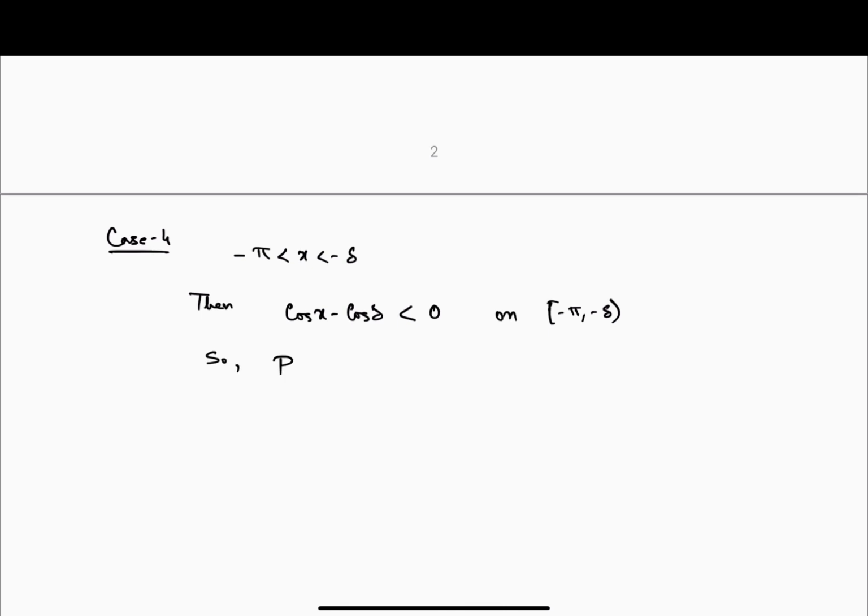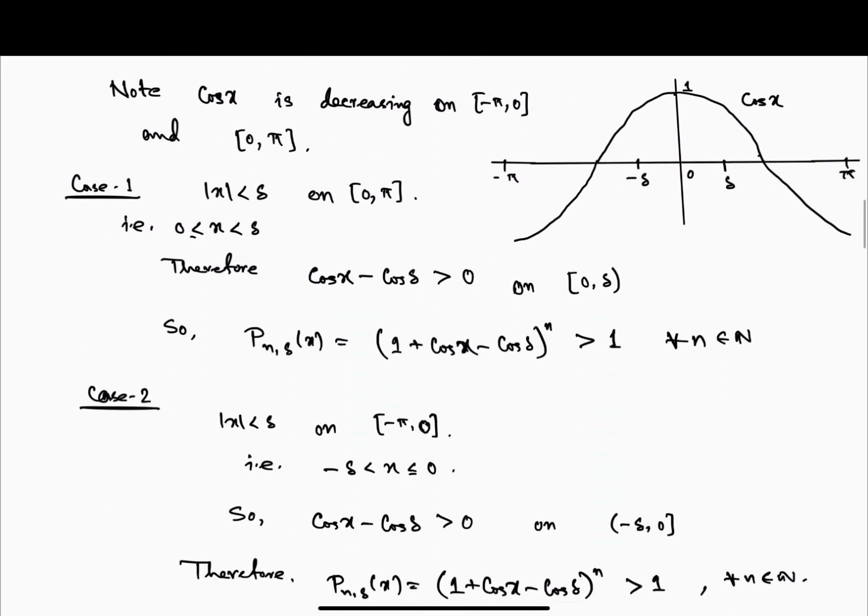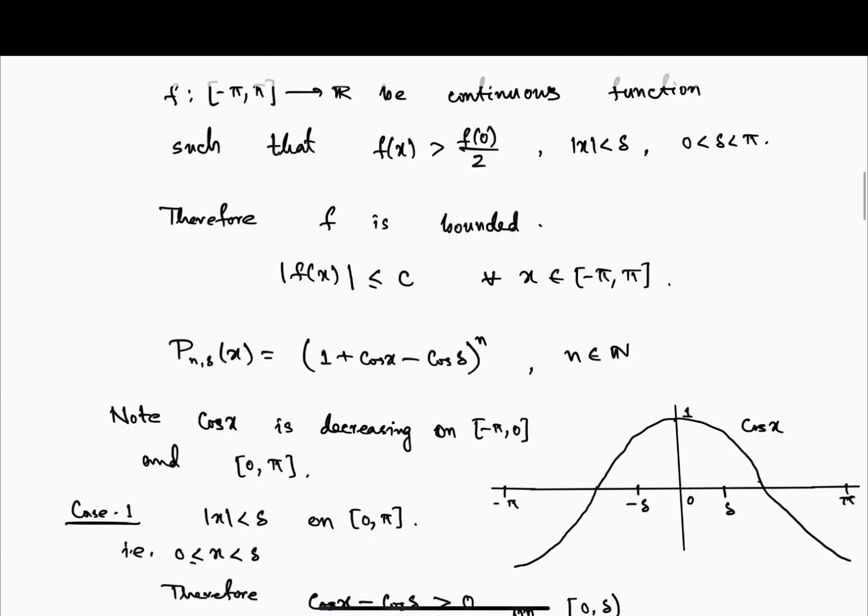So P_n,delta of x is (1 plus cos x minus cos delta) to the power n, so this will again be less than 1 for all n belonging to the natural numbers. So we get these 4 cases, and using these 4 cases we will solve this question.